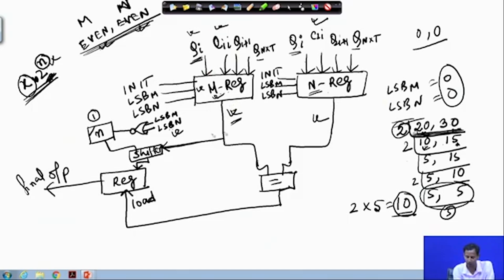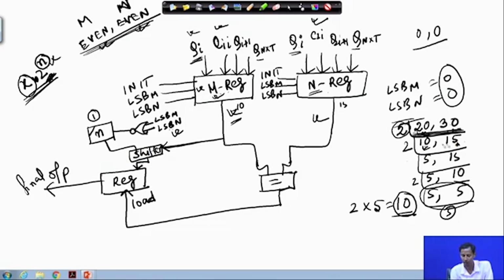So, based on this, the corresponding value will be loaded. Initially the values 20 and 30 were stored, then this value is 10 and this value is 15. It will check whether 10 and 15 are the same, no. So, this signal is 0 at that time, so the register will not produce anything at the output. Then what will happen? The LSB of m and LSB of n are checked, and it finds that this is not 0 0, this is 0 and 1. So, this operation is not performed at that cycle.